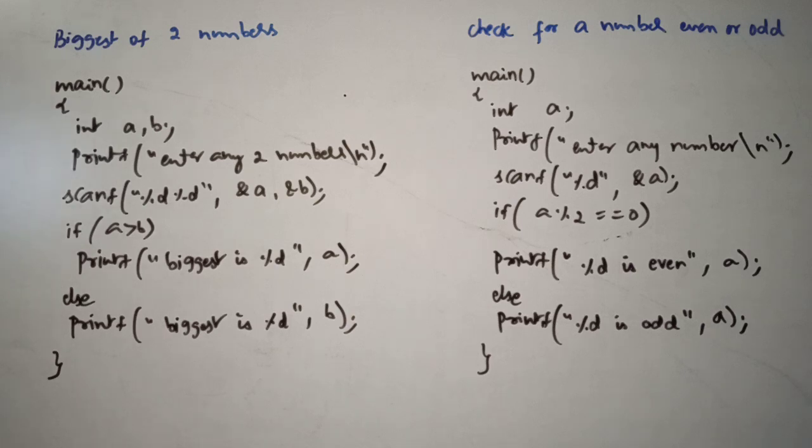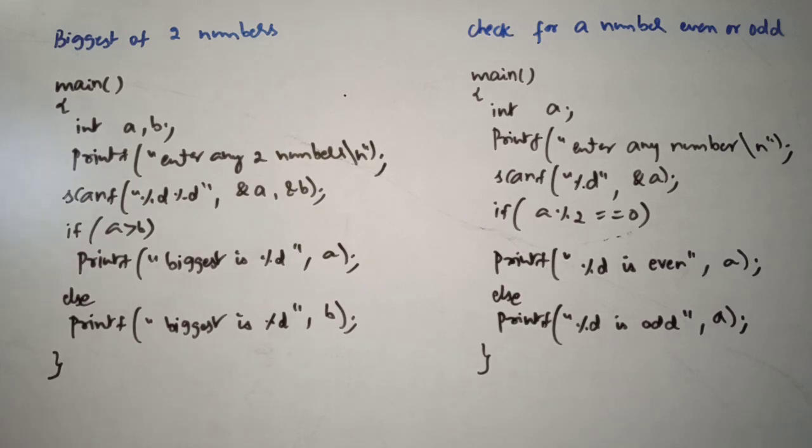As I told you, the one before else is the true statement, the one after else is the false statement. The compiler won't check what is written over there. It will simply execute the statements as per the syntax, and that is very important. If a greater than b, the condition is true and a is the biggest, otherwise b is the biggest. No need to check for b. If not a, b must be the biggest.